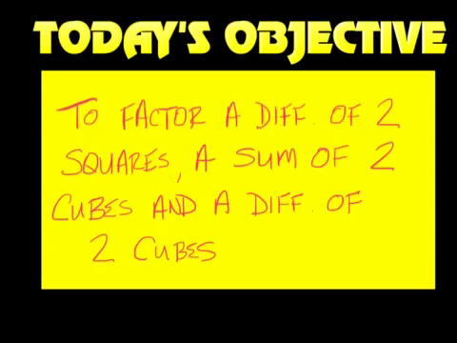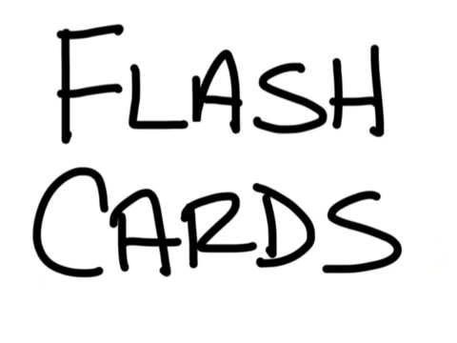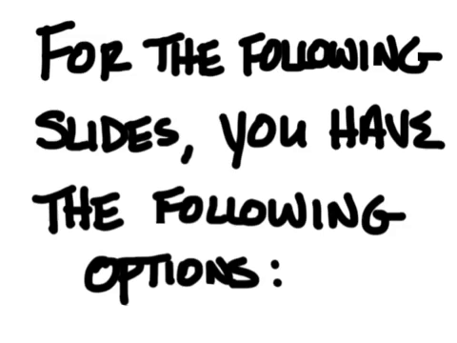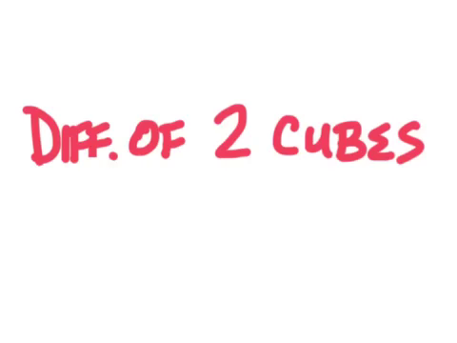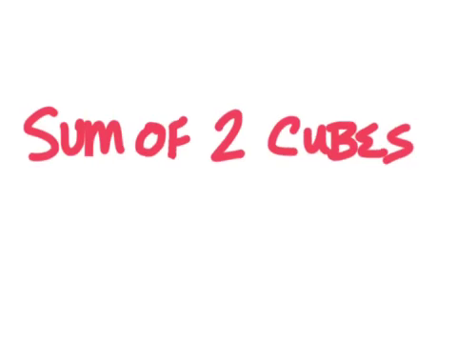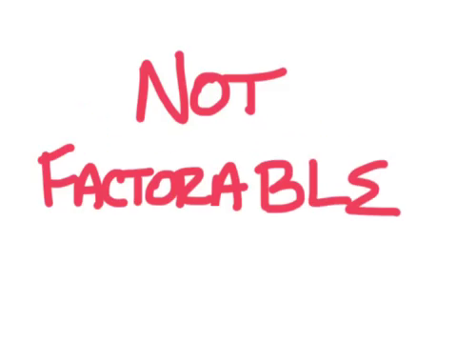To factor a difference of two squares, a sum of two cubes, and a difference of two cubes, here is a set of flashcards. For the following slides, you have the following options, and all you have to do is say it out loud. It's either going to be a difference of two squares, a difference of two cubes, a sum of two cubes, factorable, or not factorable. On this first one, what is this?